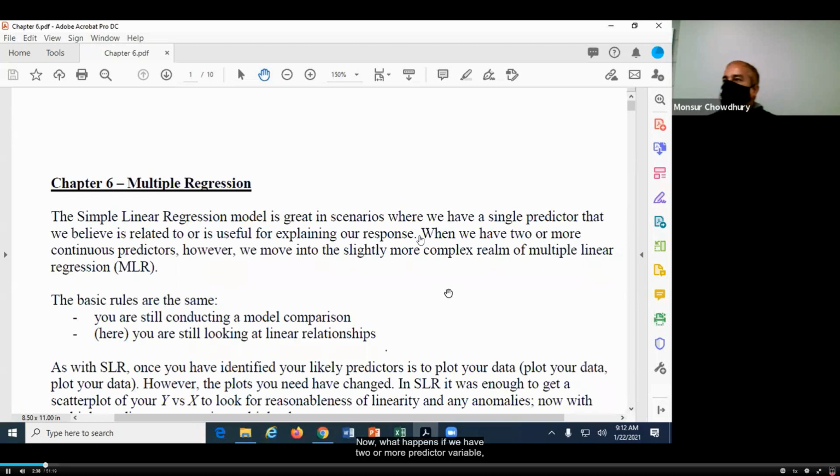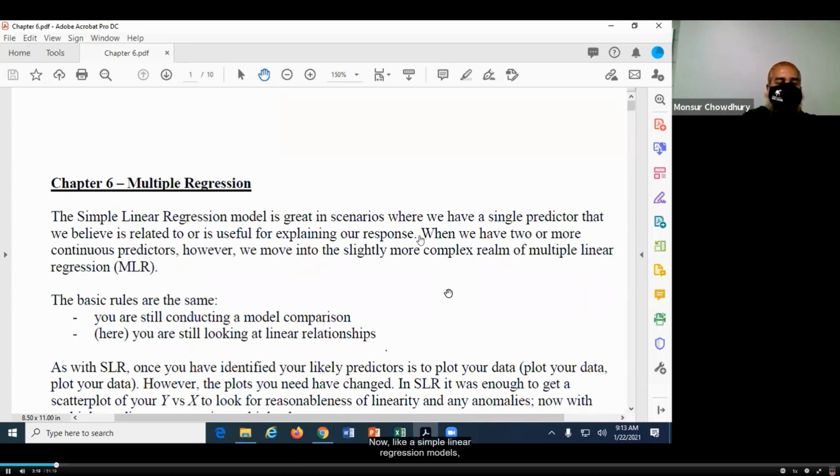Now, what happens if we have 2 or more predictor variables and both of them are continuous variables? Because we are considering continuous predictors. Continuous means we can get any values within a certain range. Now this is a little bit more complex than the simple linear regression model where we have only one predictor. But the basic idea or the rule is the same. You are still conducting a model comparison. You are still looking at the linear relationship between the predictor and the response variable.